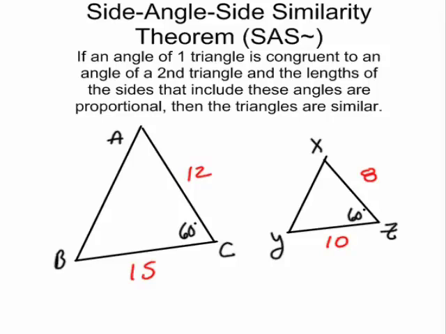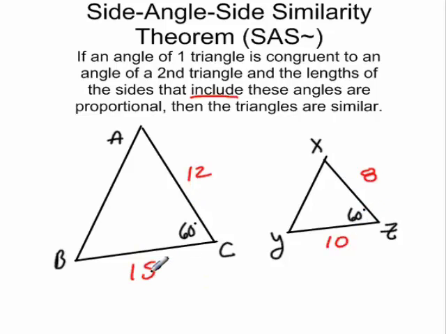If an angle of one triangle is congruent to an angle of a second triangle, and the length of the sides that include these angles are proportional, then the triangles are similar. Inclusion. Keep that in mind. Remember what inclusion means. The angle here must be between the two sides given. Angle between the two sides. This angle is made up of the two sides that we are given.